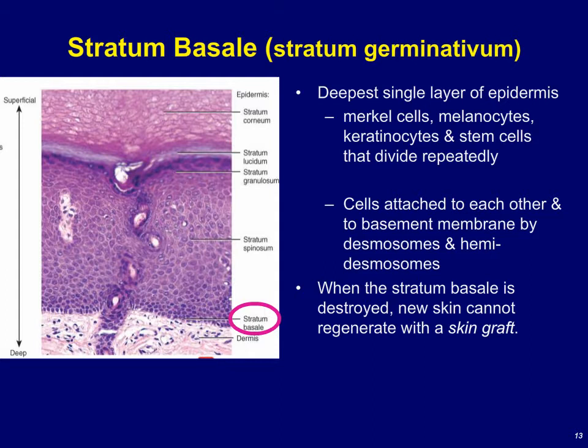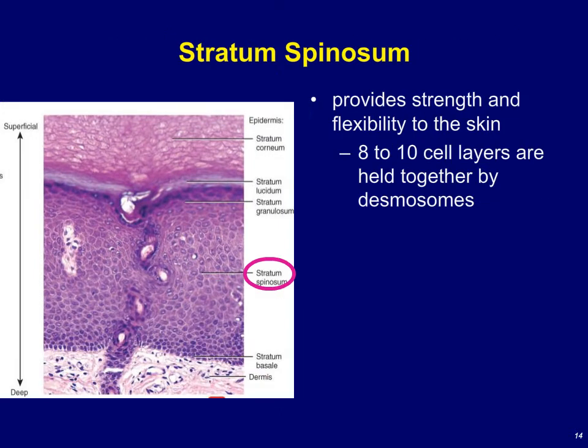So in that case, if we have a widespread destruction of the stratum germinativum, we often need to get a skin graft in order to repair that skin. The next layer above the stratum germinativum is something called the stratum spinosum. And spinosum here just means spiny. And it consists of about 8 to 10 cell layers of nice living cells.